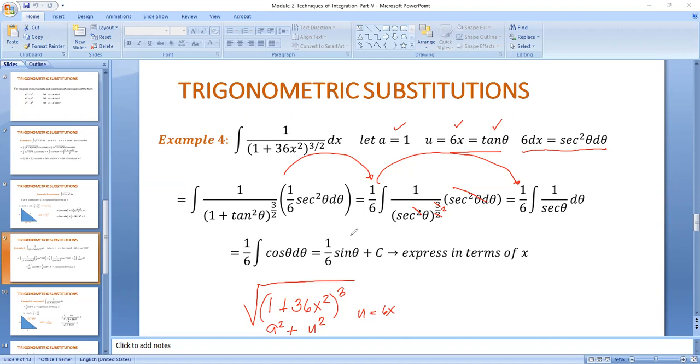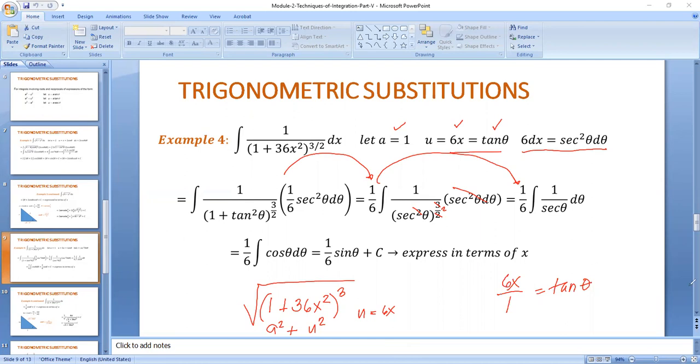Now, the last part is, of course, we have to return the answer in terms of x. It has to be expressed in terms of x because your original integral is in terms of x. So where will you get the sides of the triangle you need to construct? It will be taken from 6x equal to tangent theta. From there, you can get that 6x divided by 1 is equal to the tangent of theta. What is tangent? Opposite over the adjacent side of the angle theta. So you use this as your guide when you construct your triangle. Okay?